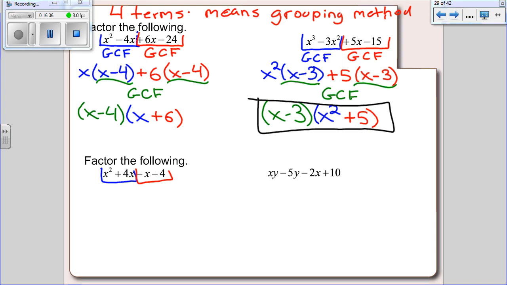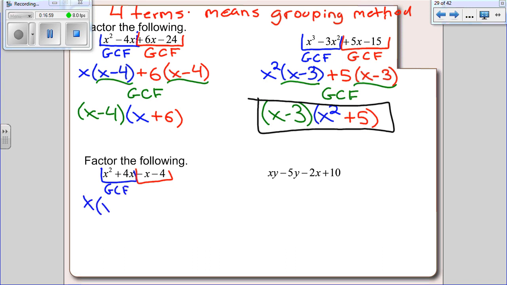The reason I cut it in half is I'm creating 2 situations where I can GCF. So I can take a GCF out of the blue side only. What can come out of just the blue side? X. So if x can come out of just the blue side, they move with x plus 4.